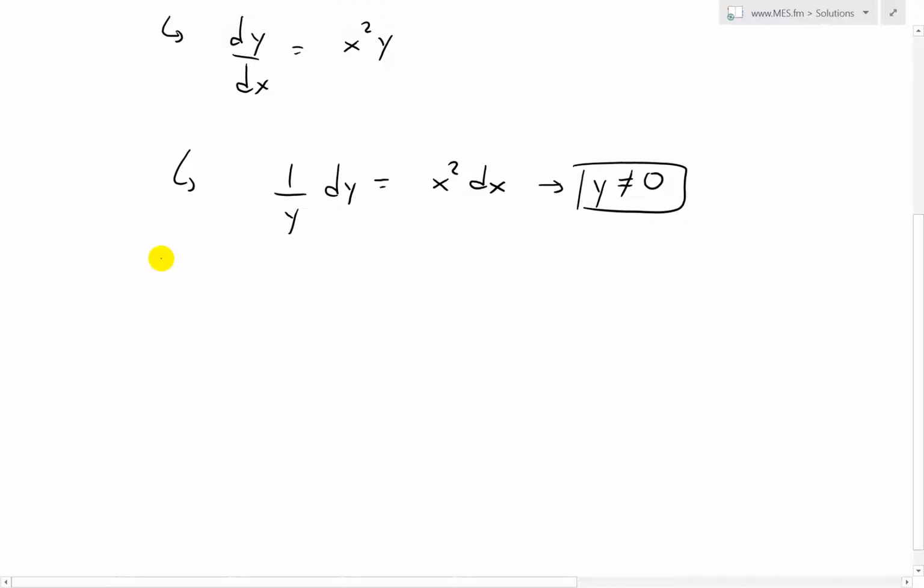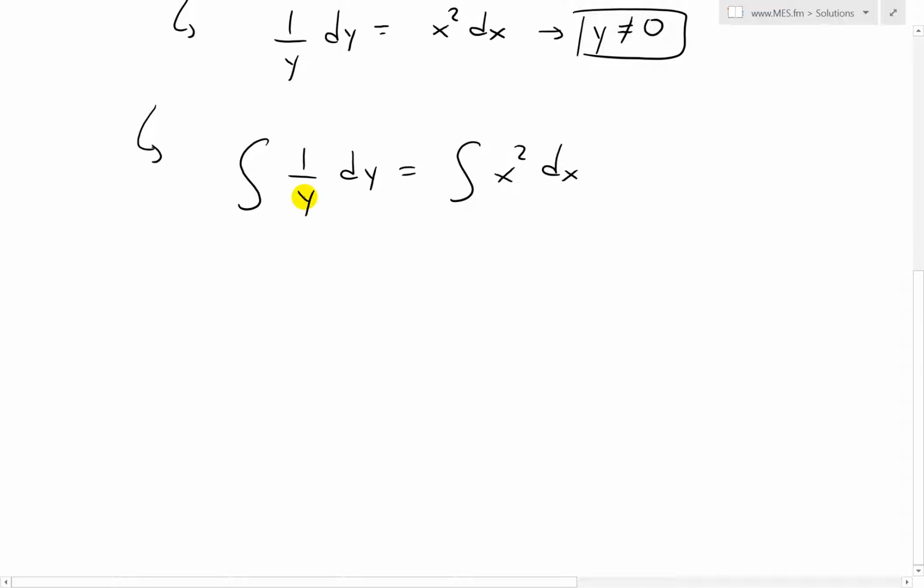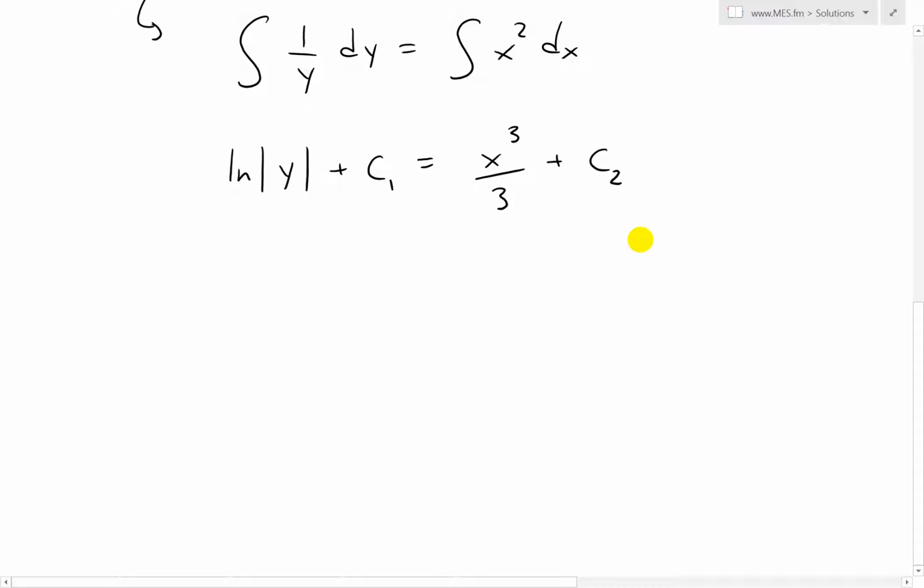And now what we could do is take the integral on both sides. So we get the integral of 1 over y dy equals the integral of x squared dx. The integral of 1 over y dy is simply, like I showed in my earlier video, ln of absolute value of y. Again, you can see the proof for this in the video link below. And you have to add a constant, plus c1, equals here x cubed divided by 3 plus a constant c2. And I'll just combine the constants.